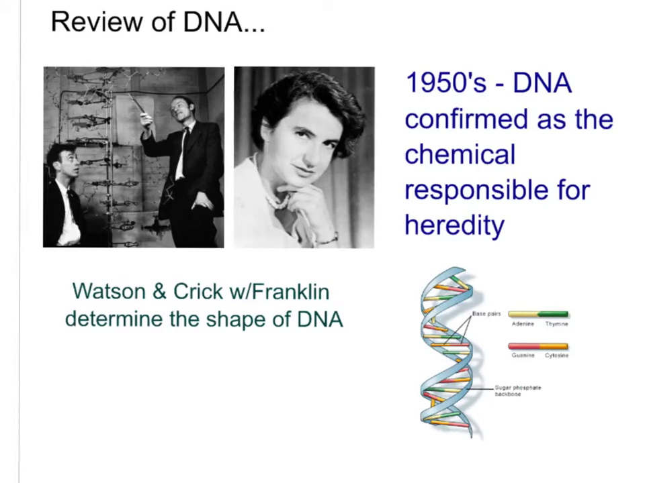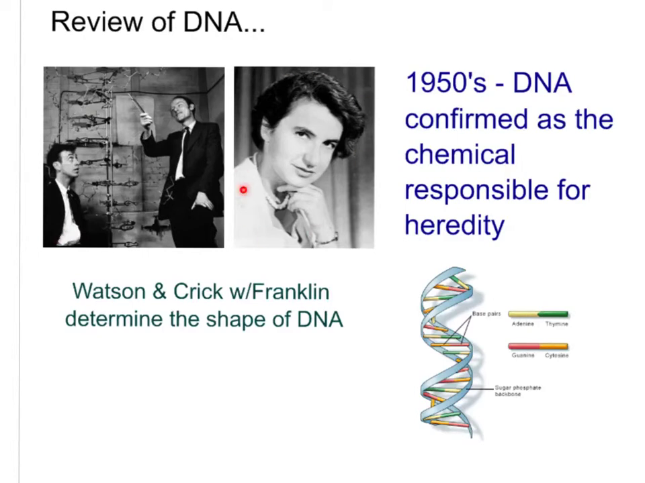So in the 1950s, DNA was confirmed as the chemical that was responsible for heredity. That's not really that long ago that people finally realized DNA was what was responsible as opposed to proteins. We have a lot of different proteins in our bodies, and people didn't know if it was proteins or if it was DNA that was responsible for heredity. And Watson and Crick, these gentlemen, actually determined the shape of the DNA. Prior to the 50s, the shape of DNA wasn't even known.